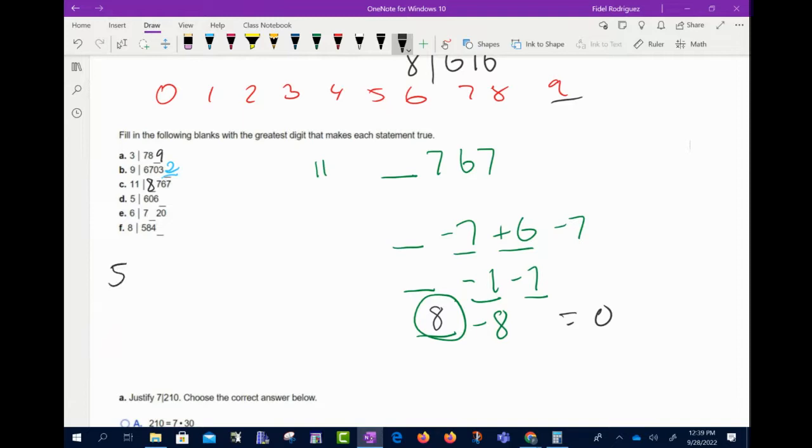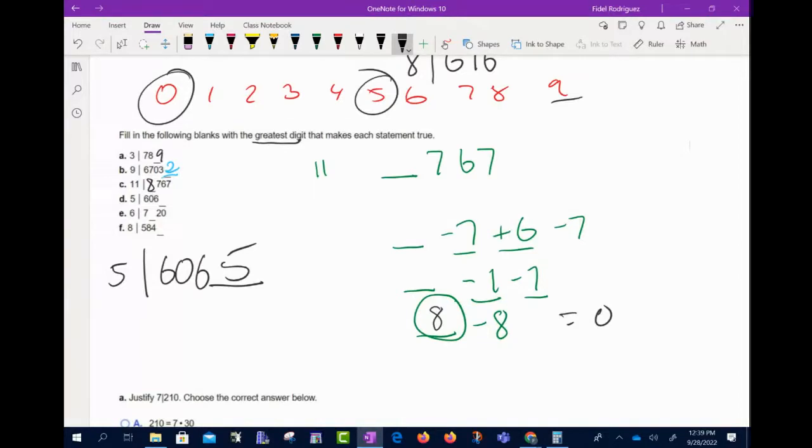All right, for part D, it says 5 is going to go into 6,060 and something. Now again, remember, we're looking for the greatest digit. So y'all, the way I know if I can divide a number by 5, it has to end in either a 0 or a 5, which is the bigger of the two. 5 is, right? So I'm going to put a 5 right there, okay?